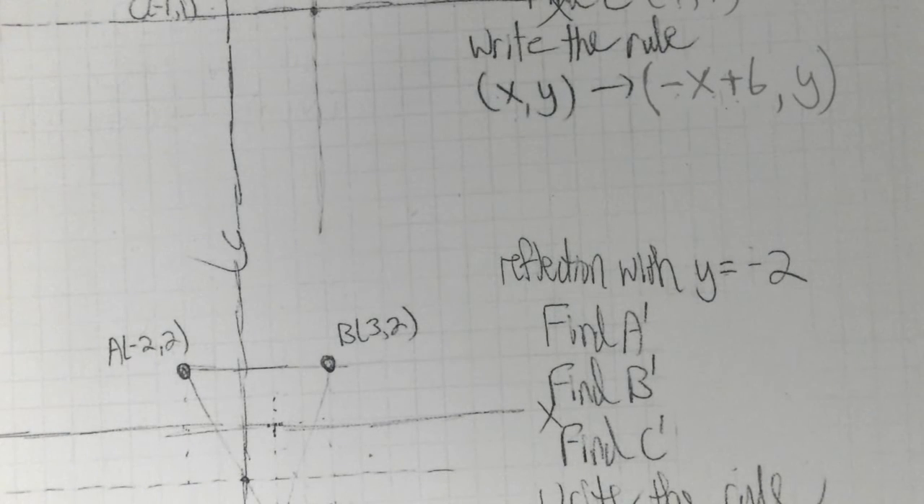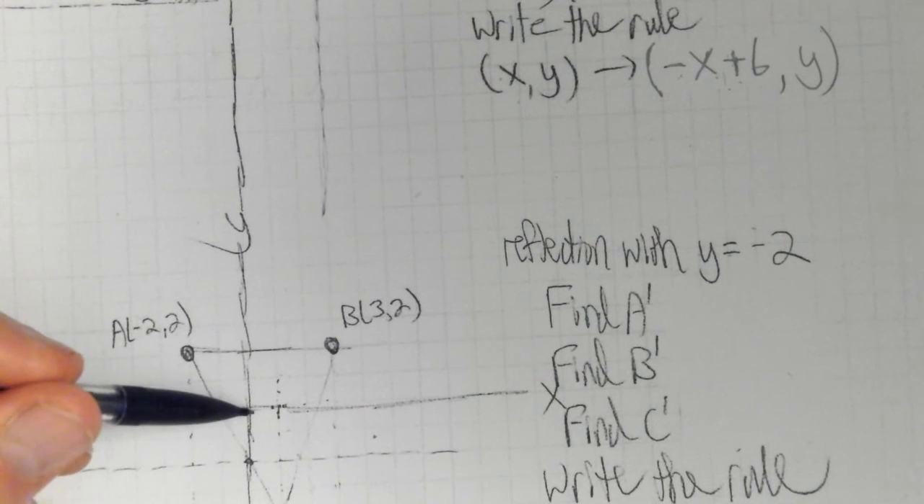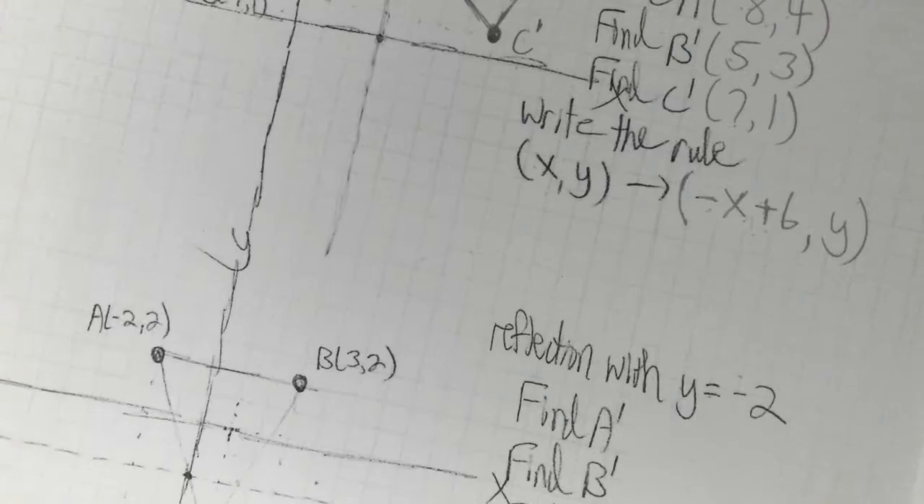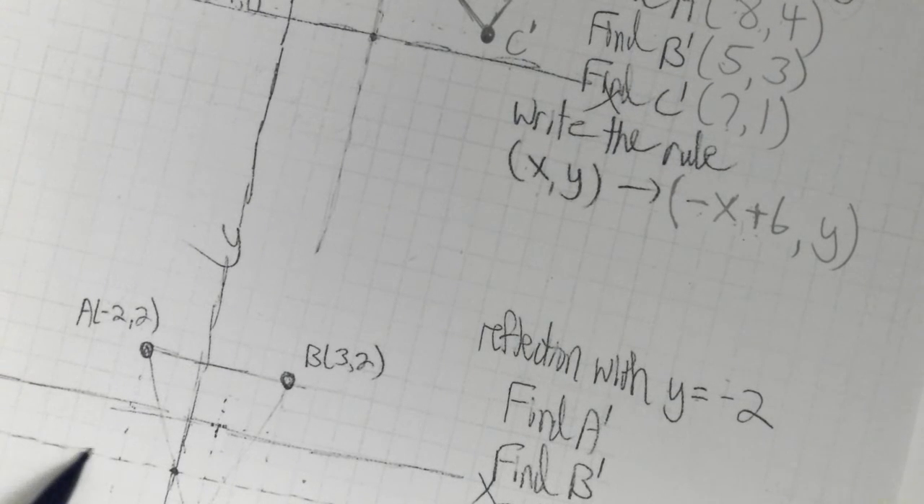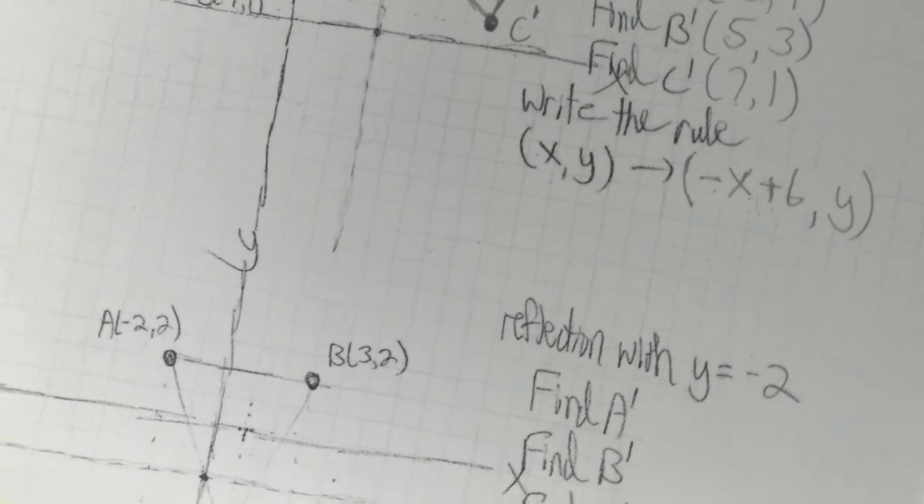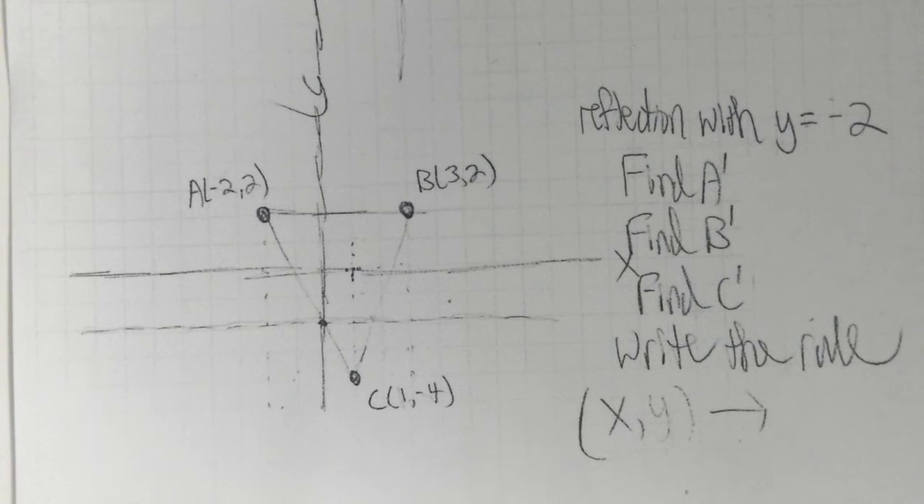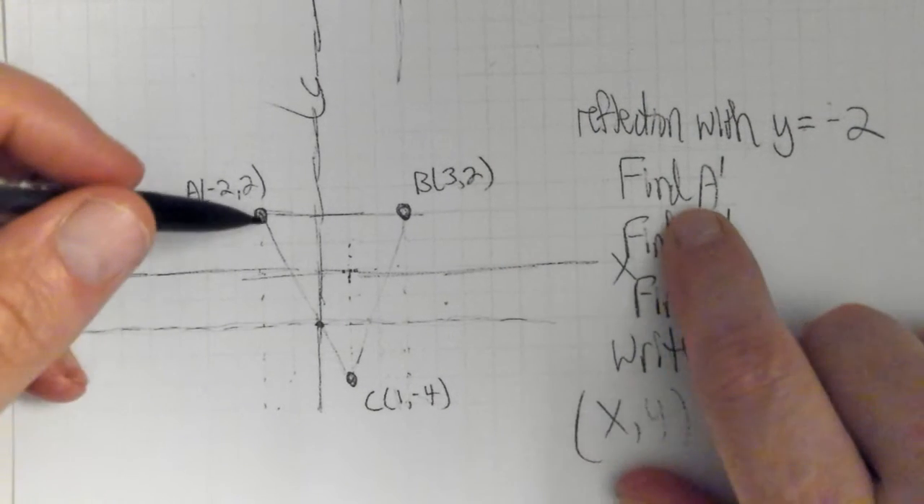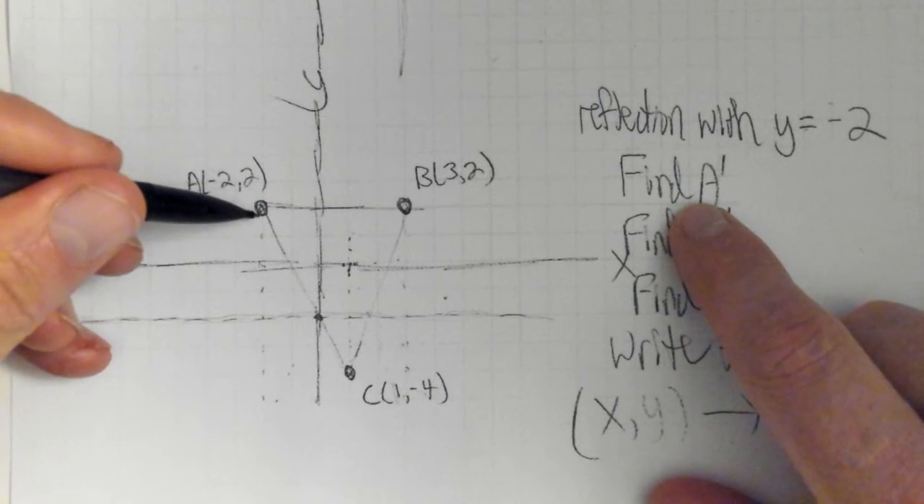Well, where is y equals -2? It'll be down 1, 2 spaces, and then there's a horizontal line right here going through it. All right, so there is the line at y equals -2. That's the line that we're flipping over for this particular one. So I need to find A prime. So we'll start with that.